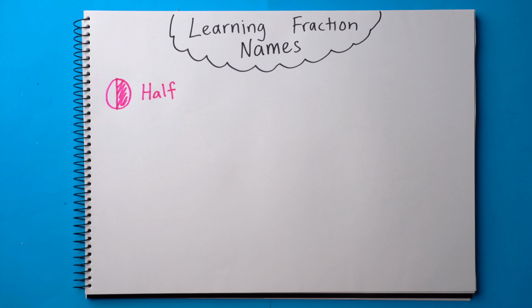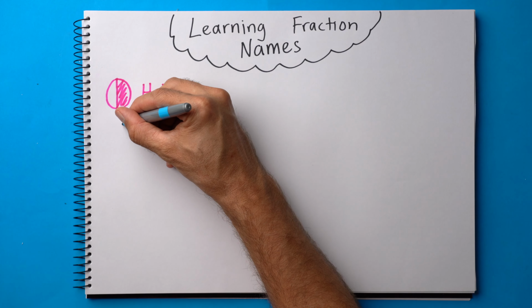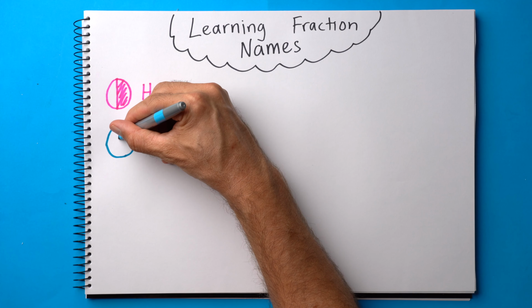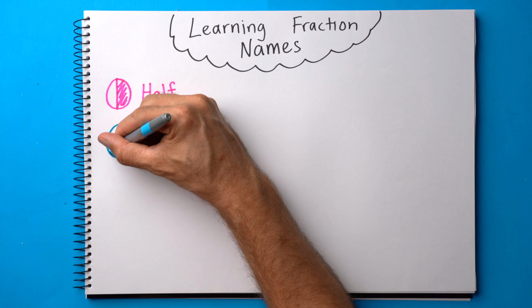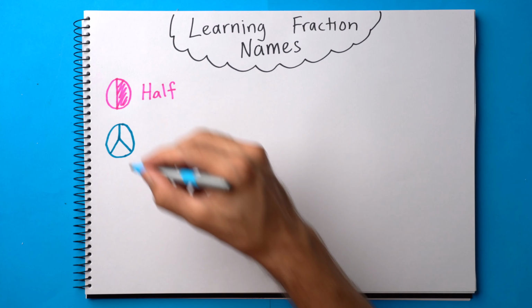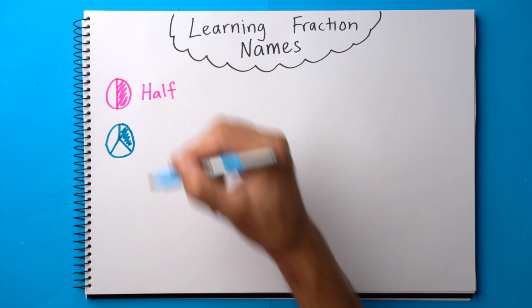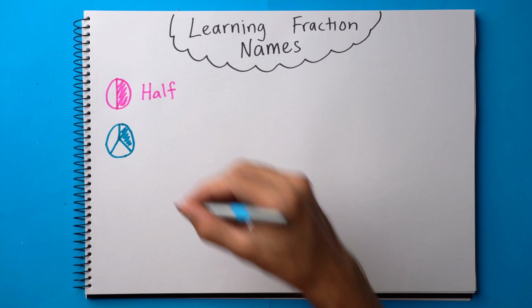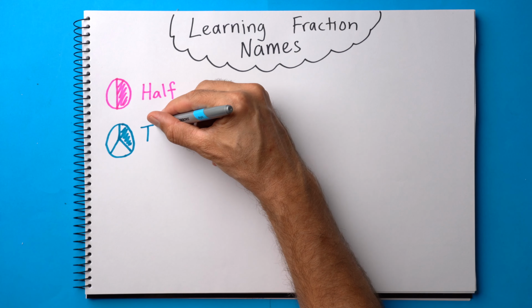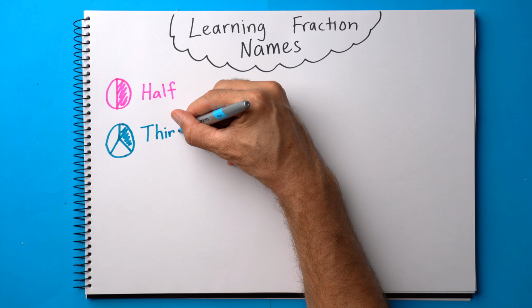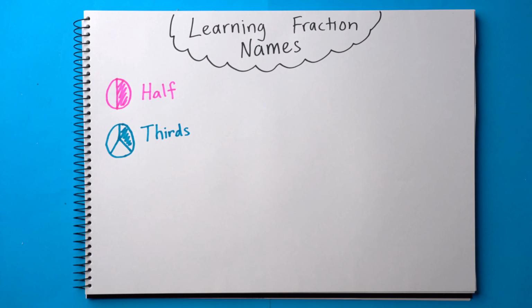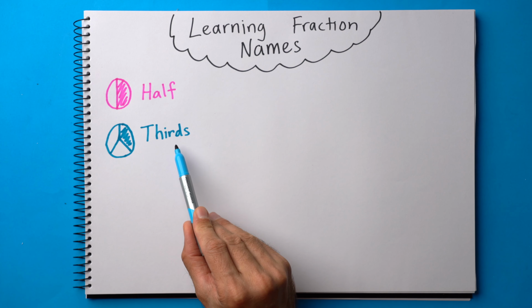Okay, then if we wanted to share it into three equal parts, so there's our whole. I'm going to share this into, so we've got three equal parts there. I'm going to colour one of them in. And when we have three equal parts, we call them thirds. Notice the word thirds, it sort of sounds a bit like three.